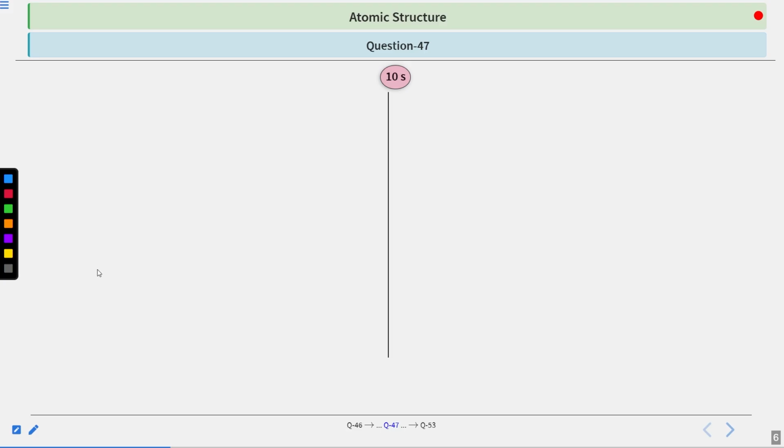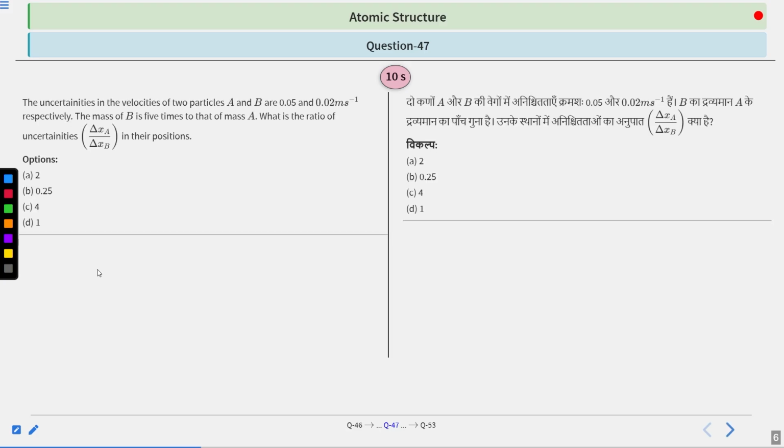Question number 47. Question number 47 says that the uncertainties in the velocity of two particles A and B are given as 0.05 and 0.02 meter per second, respectively. The mass relation between these two is also given: the mass of B is 5 times that of A.